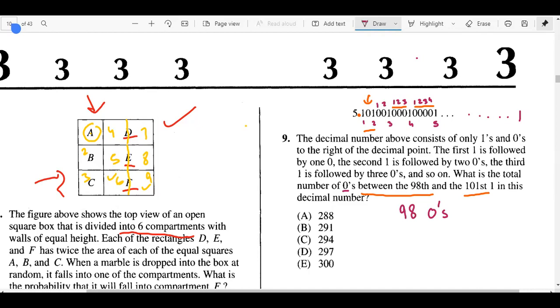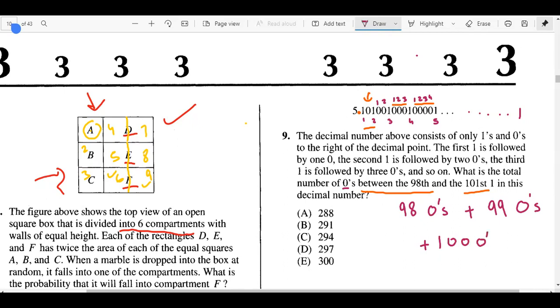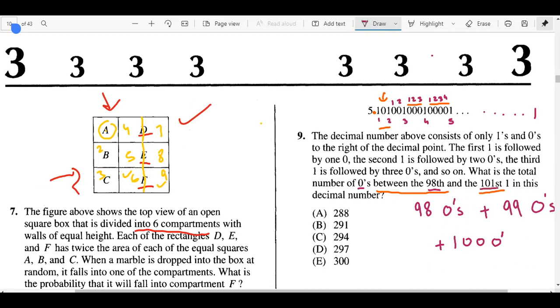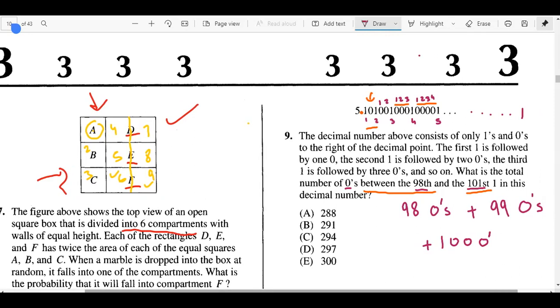After the 98th one, you will get the 99th one, right? So again, after the 99th one, you will have 99 zeros. And after 99 zeros you will get the 100th one. After the 100th one you will get 100 zeros, and after these 100 zeros you will get the 101st one. You need to find between 98 and 101, so you will not include the zeros that come after the 101st one.